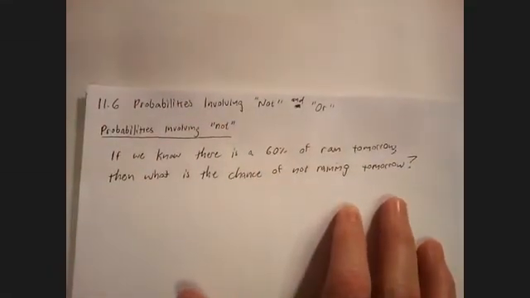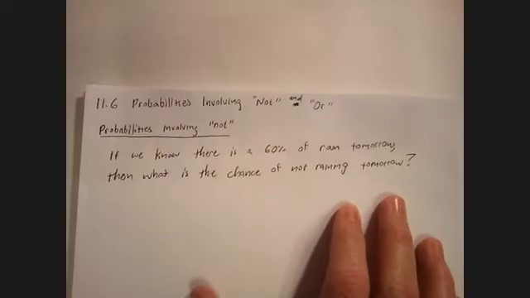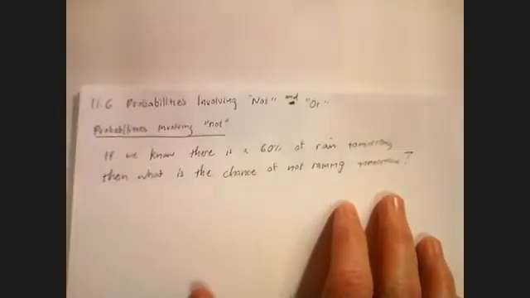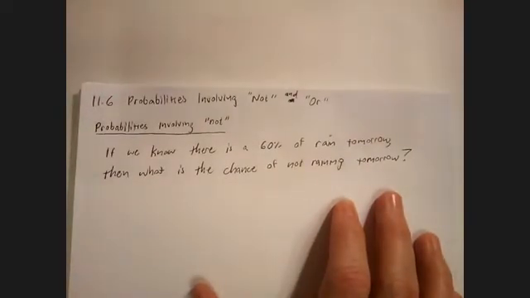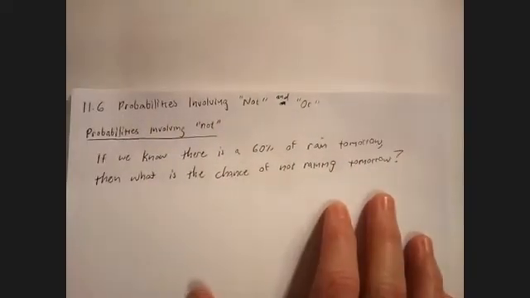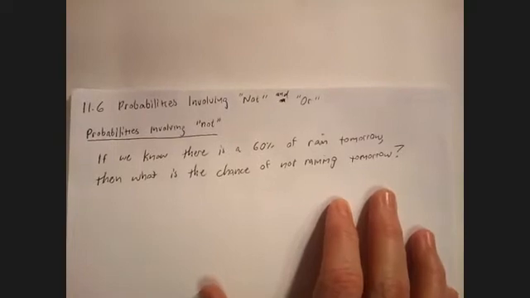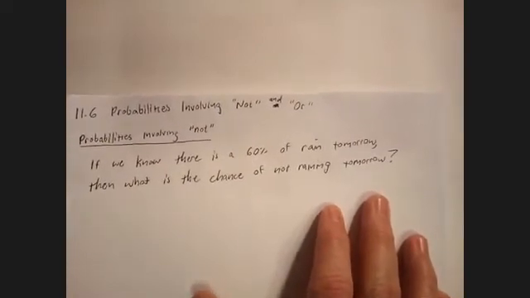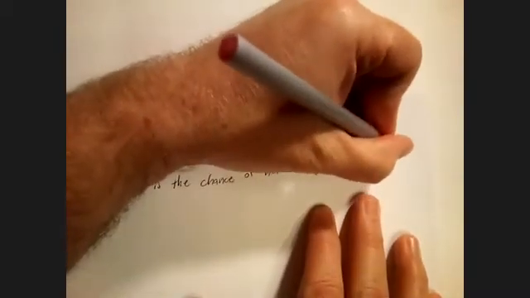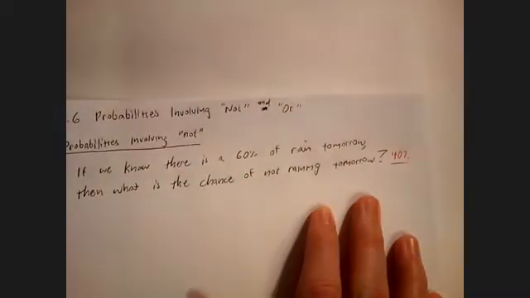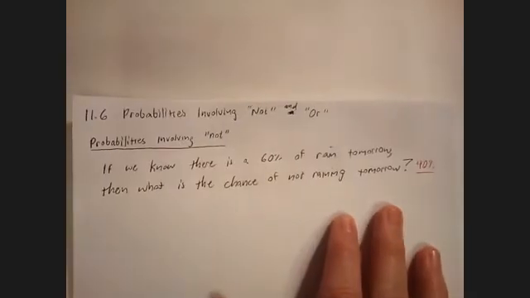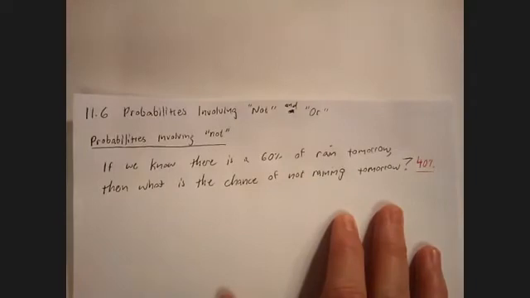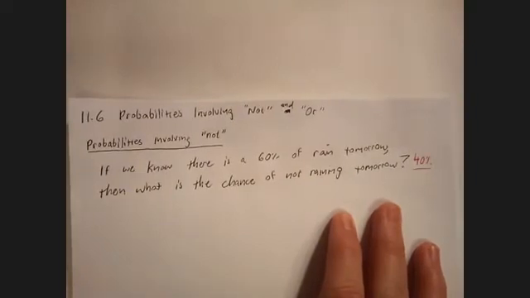Well, I don't think we really have to do any kind of work on this one. If we know that there's a 60% chance of rain tomorrow, then that means that there's a 40% chance that it will not rain tomorrow. So 40%. All right, so yeah, that's pretty straightforward, and I got a point to this. So here's what I want to say.